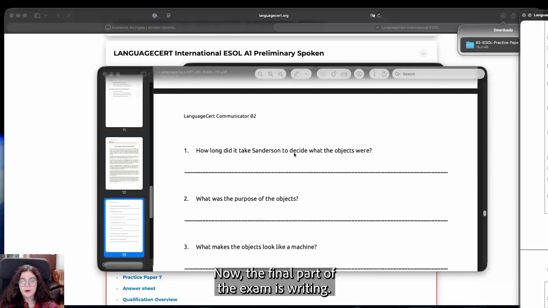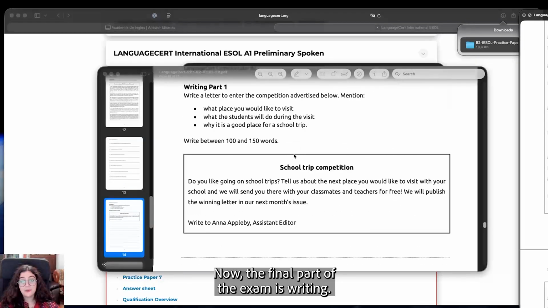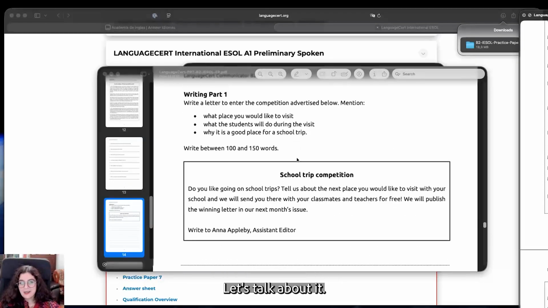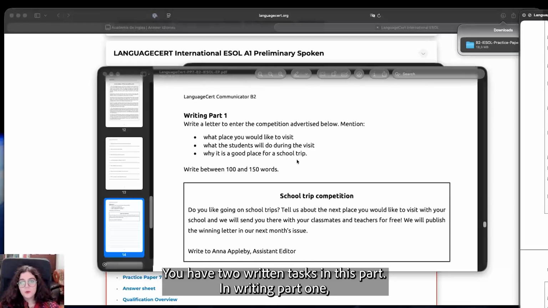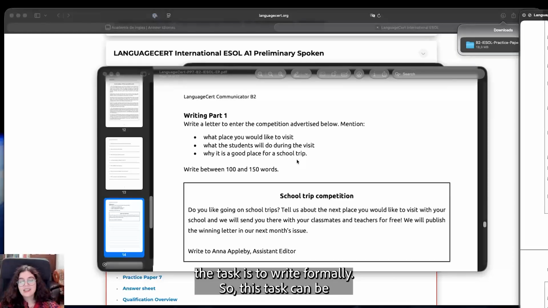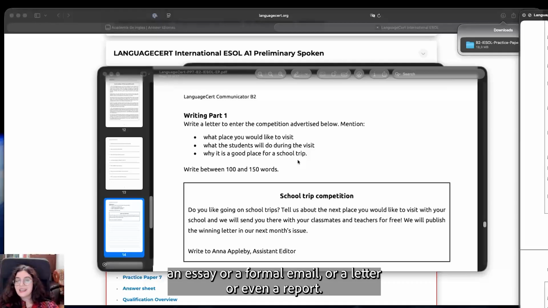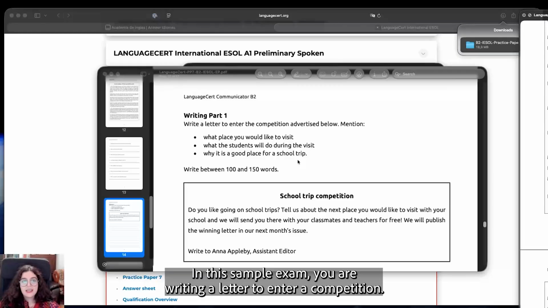Now, the final part of the exam is writing. Let's talk about it. You have 2 written tasks in this part. In writing part 1, the task is to write formally. So this task can be an essay or a formal email or letter or even a report. In this sample exam, you are writing a letter to enter a competition.